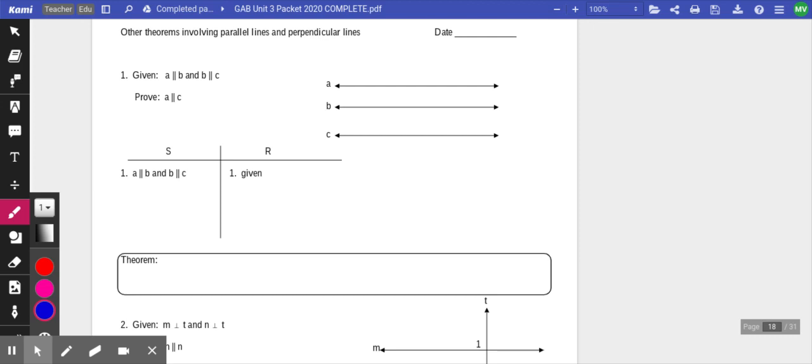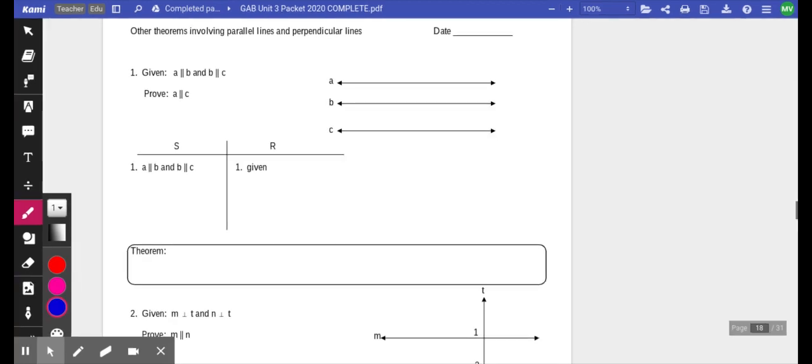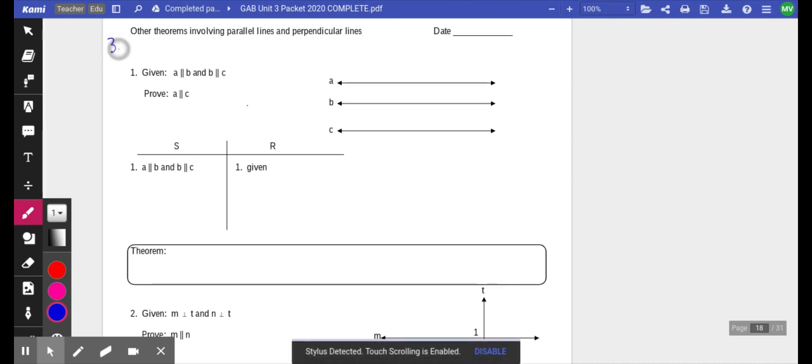Hello, everyone. Today we're going to continue with other theorems involving parallel lines and perpendicular lines. So this is what I'm calling 3.5. Here in our diagram, we're given that A is parallel to B and B is parallel to C. I want to prove A is parallel to C. Well, it's really just one step.